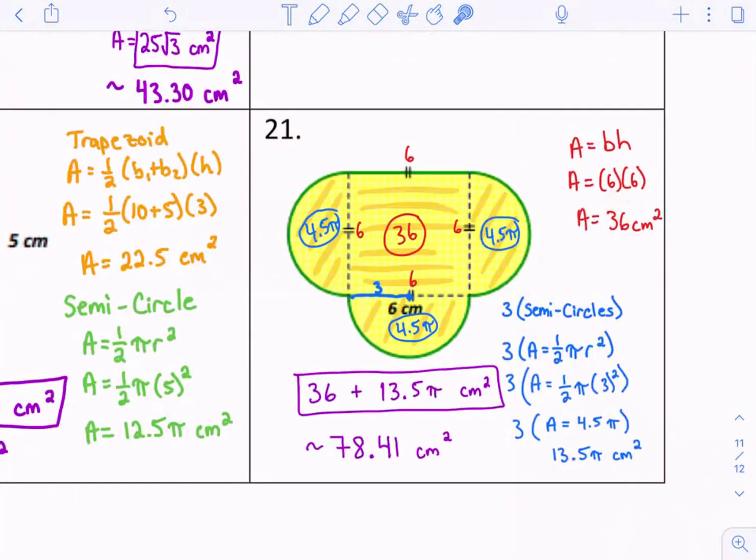Okay. And there you have it. That's how you find area of regular and irregular shapes. Hopefully you find this easy and we can finish off the year on a nice easy note.